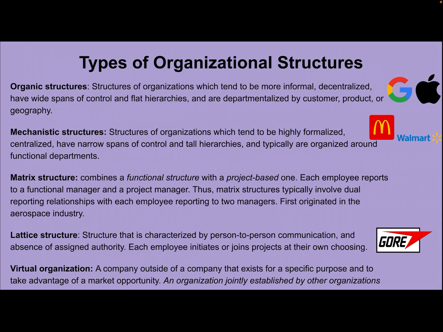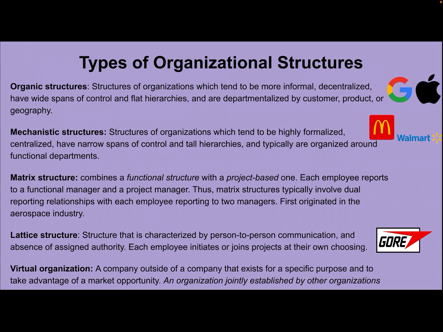So this is more of the new school stuff, right? Organic structures. You can sort of think like organic is more of a new thing, so is this. These organizations are structured to be very informal and decentralized, not a lot of managers and bosses in charge micromanaging people. 2 examples of companies that use organic structures are Google and Apple.